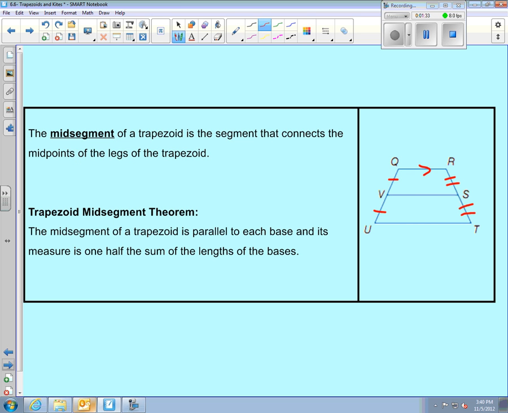So all three of these are going to be parallel. And then it says its measure, so VS is 1/2 of the sum. So sum is going to be, we're going to take QR and add it to UT. So those are our two bases. And then it's 1/2 of that. So if we divide that by 2, that's going to give us VS, or our mid-segment.